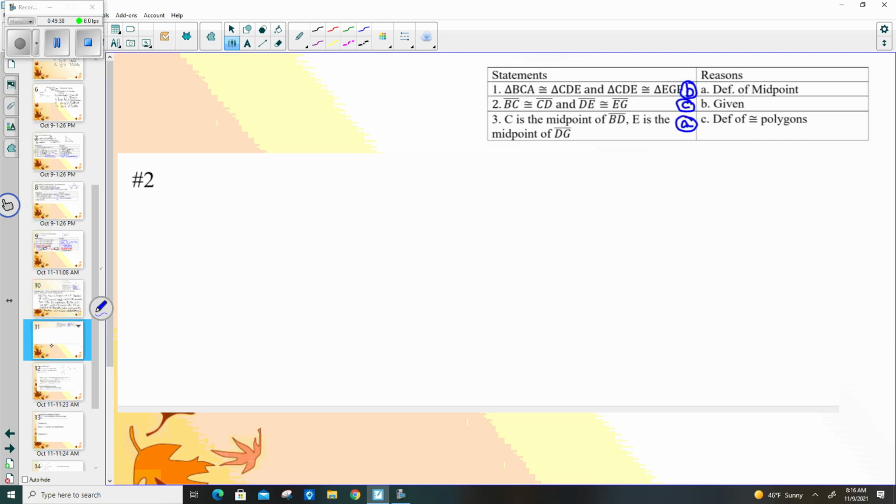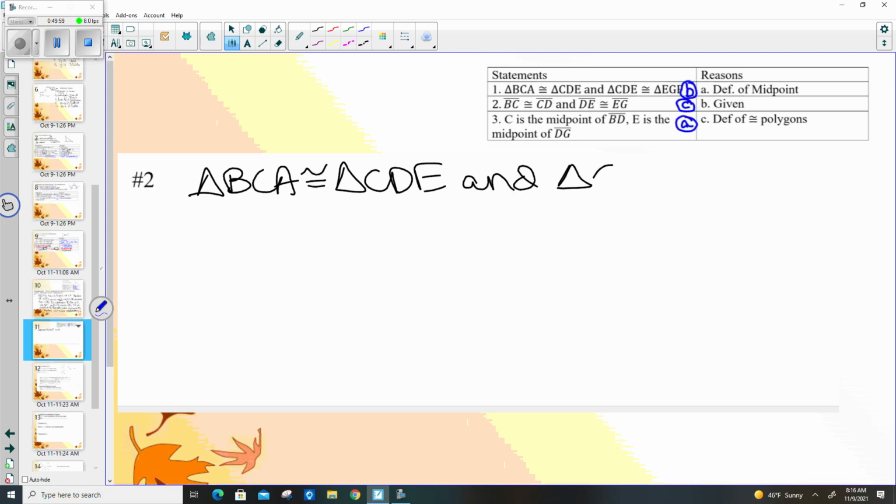I see lots of people writing. Can somebody tell me what they're writing? Perfect. Triangle BCA is congruent to CD, and triangle CD is congruent to triangle EGF. Okay?